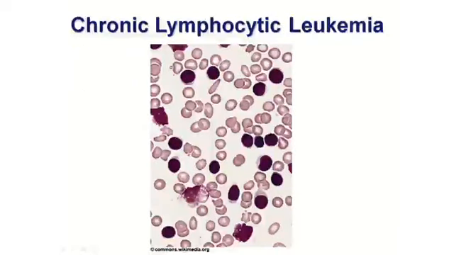Here's our peripheral smear for chronic lymphocytic leukemia. Notice we have lymphocytes here, and they're about the same size, only slightly larger than your red cells, telling you that they're lymphocytes and not lymphoblasts. They have scanty cytoplasm, as you can see here. And here, you can see our so-called smudge cells, because these cells are fragile and they smudge when you do the peripheral smear.